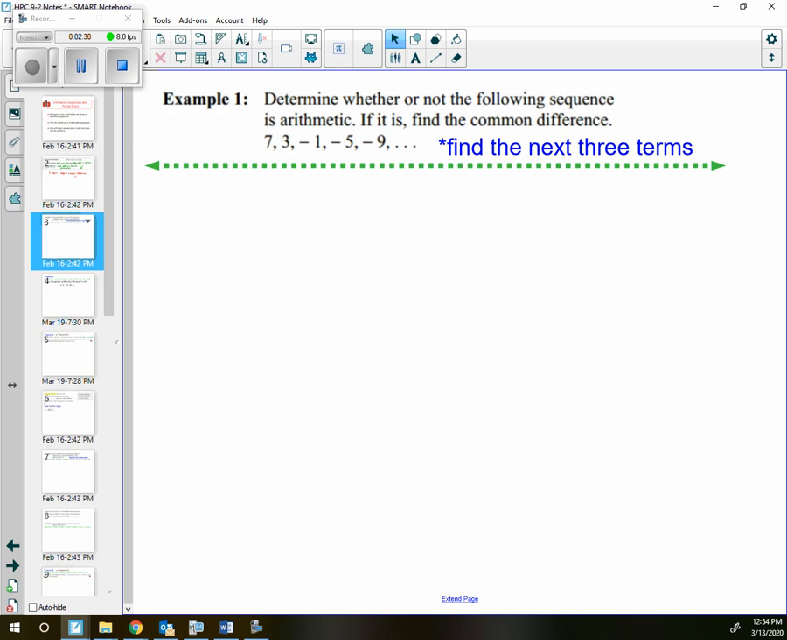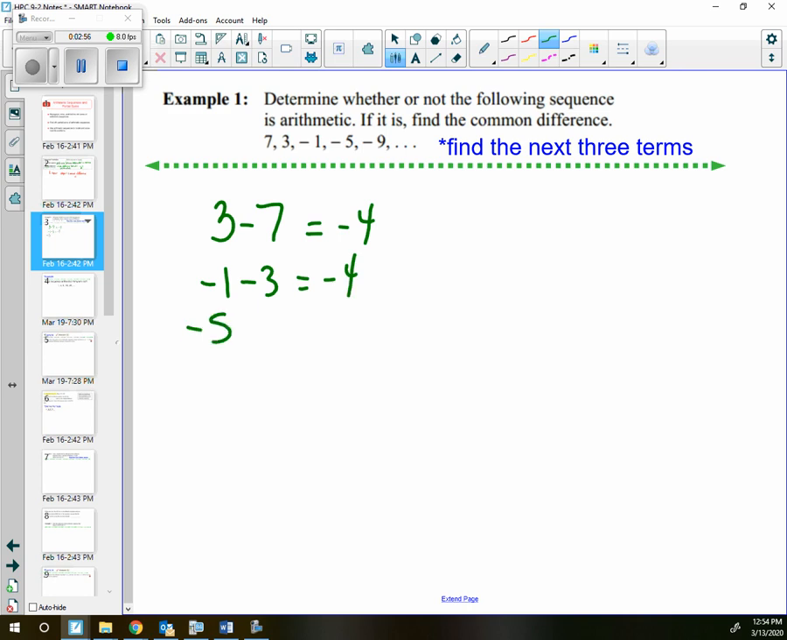All right, let's take a look at one and see if we can recognize whether it is in fact arithmetic and what the common difference would be. Then we'll use it recursively to find the next term, taking the previous term to help find the next one. To check for a common difference, we take any two terms and find their difference. 3 minus 7 is -4. -1 minus 3 is -4. -5 minus -1, careful on the arithmetic there, is -4. And -9 minus -5 is also -4.